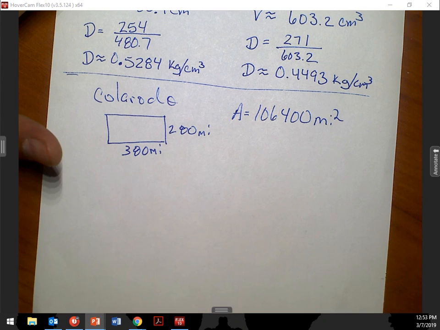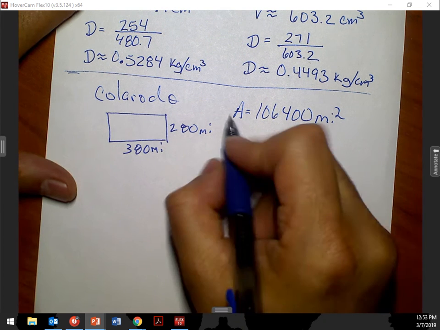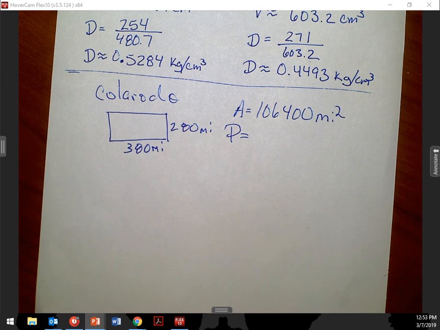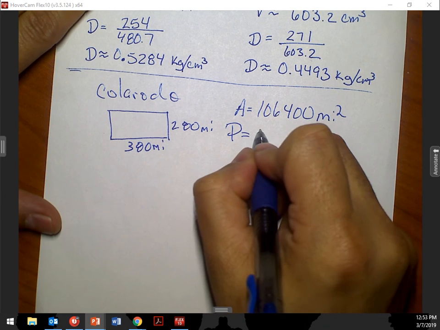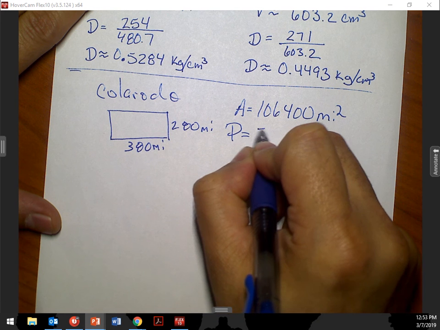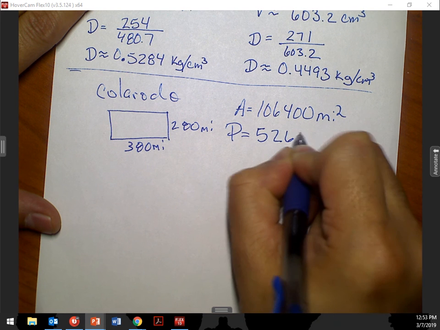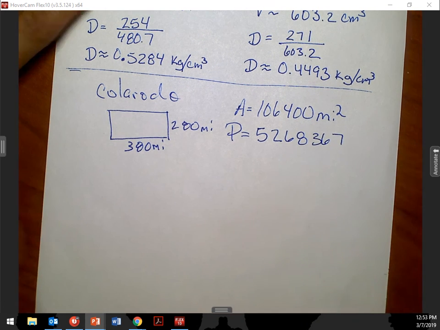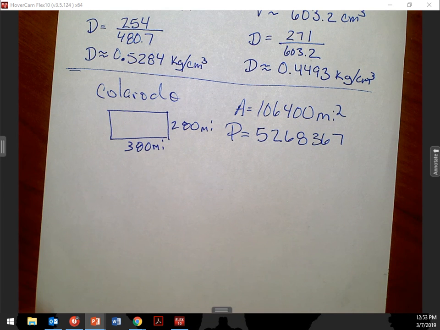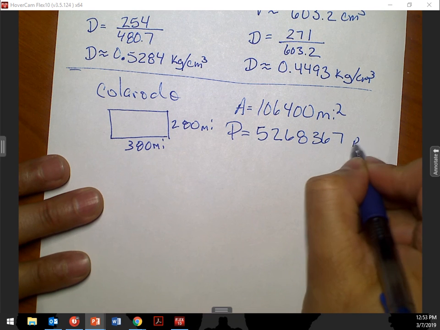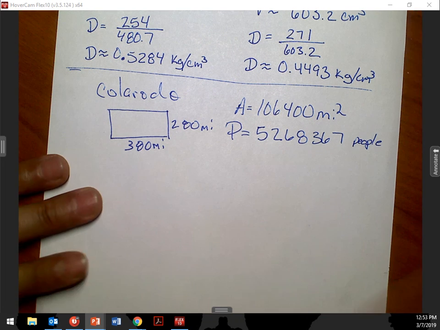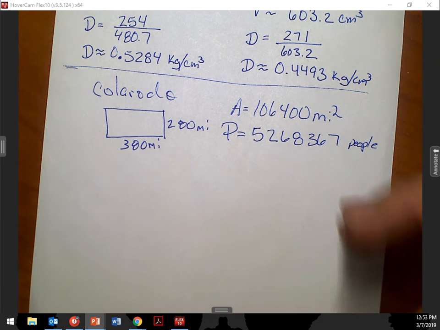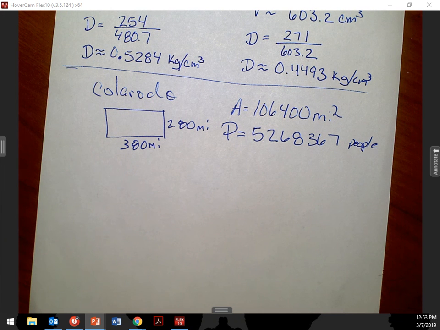Are we okay? So my population, my P, is equal to what? Give me the number off that. 5,268,367. And these are people. So I'm looking for the population density, right?